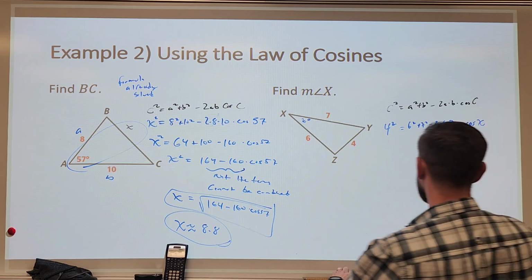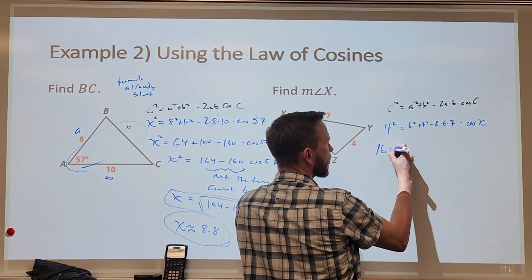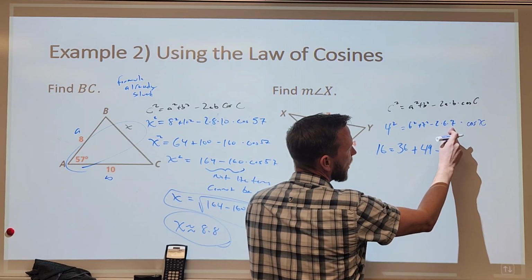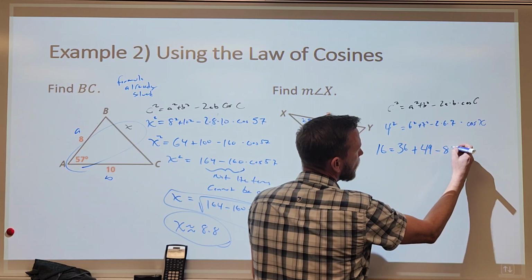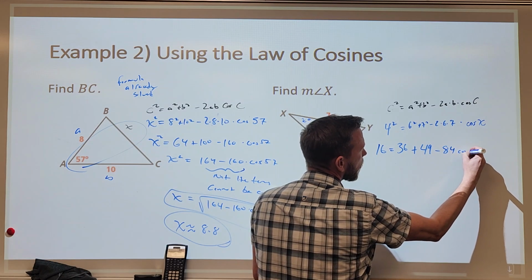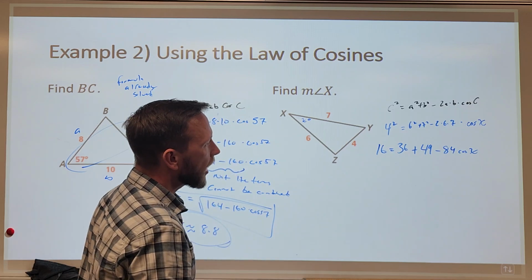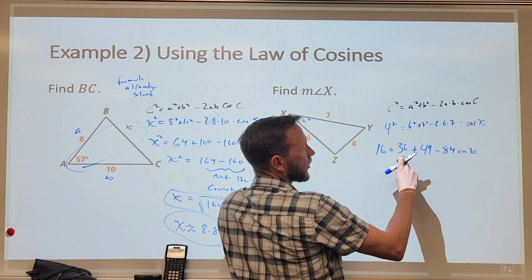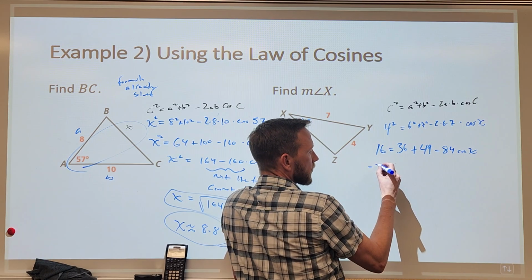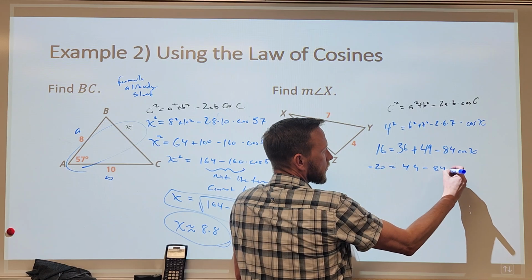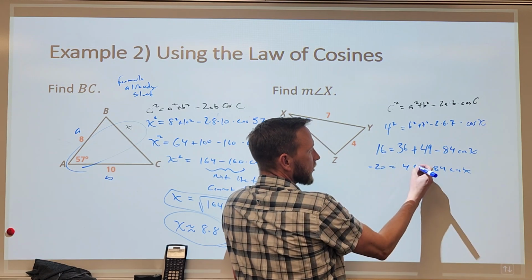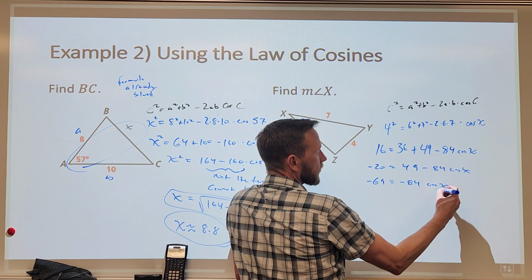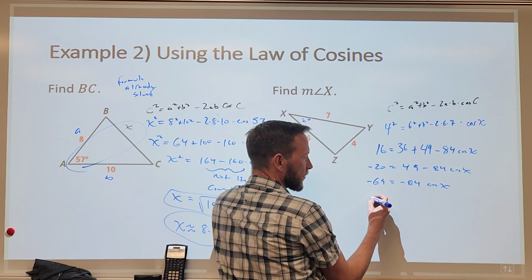So let's do a little bit of our multiplication. That's 4 squared is 16, 6 squared is 36, 7 squared is 49, 2 times 6 times 7 is going to be 84, 42 times 2, yes, times the cosine of x. And then we can combine some like terms if that's helpful. Really, what we want to do is get the cosine part by itself. So let's subtract 36. Let's subtract 49. And let's divide by negative 84.